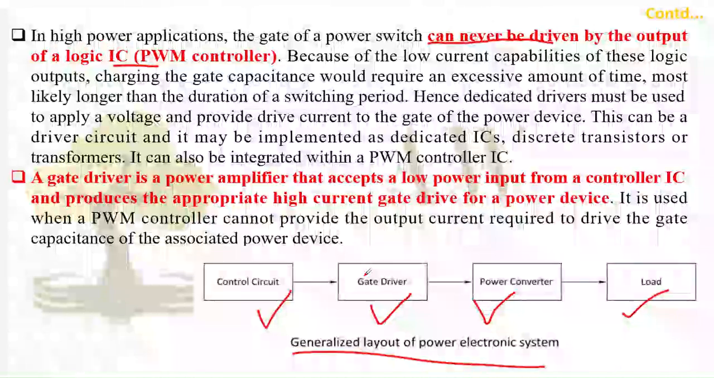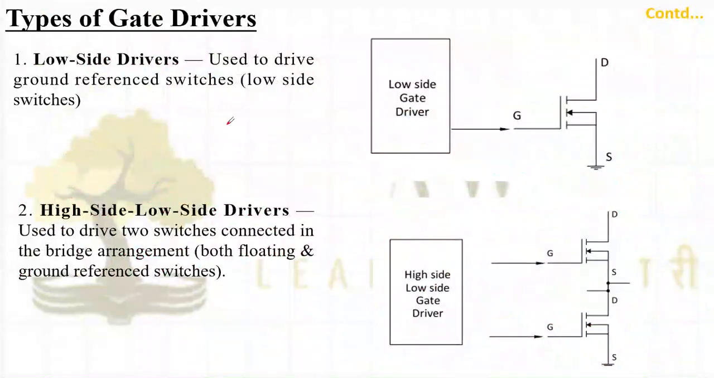So up till now, I guess everything you have understood. It is just an amplifier which amplifies my signal, and then I am going to give it to my switches, right? And where I am going to give it is in between the gate to source terminal. Okay, so this thing you have cleared. Now, what are the different types of gate drivers available? So we classify the gate driver into two categories. One is a low side gate driver, another is a high side low side gate driver.